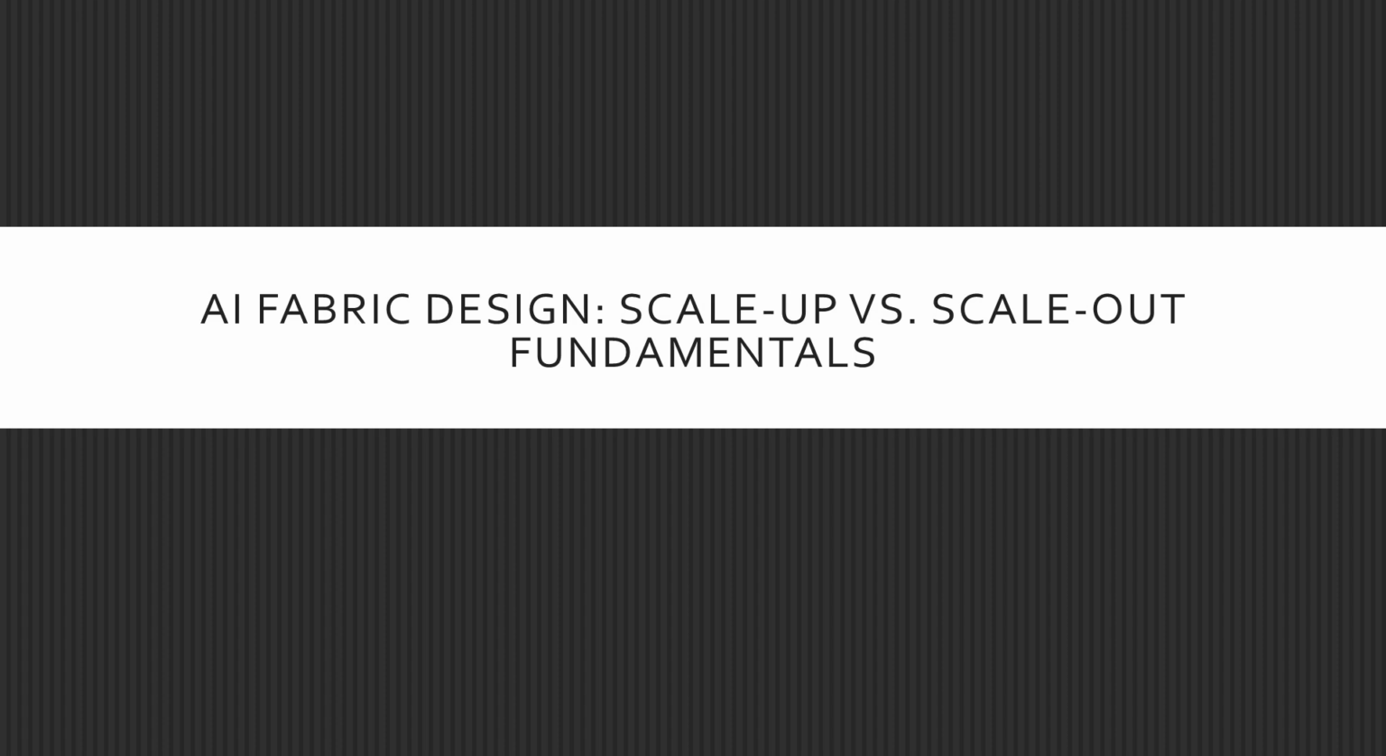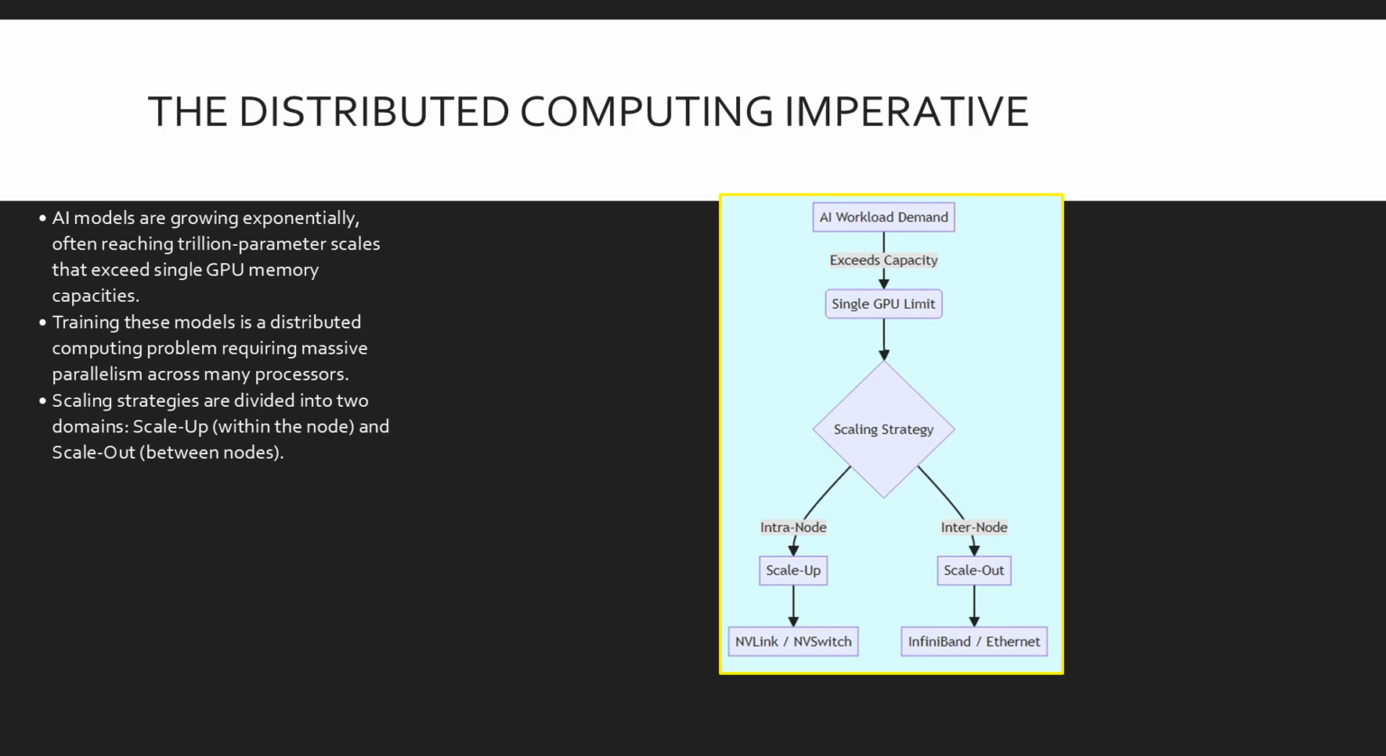Today, we will clarify the critical distinction between scale-up and scale-out architectures in AI systems and how they work together to power massive generative AI workloads. To design an AI fabric, you must first accept that modern AI is fundamentally a distributed computing problem. With large language models growing 10x every year, a single GPU simply cannot hold the necessary data or compute fast enough. Therefore, we must distribute the workload.